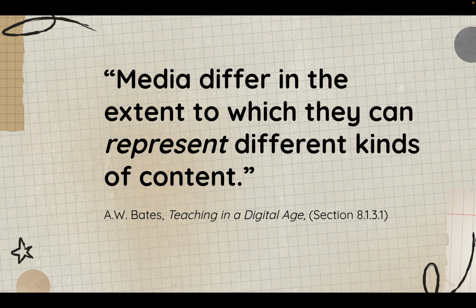And we see this quote from A.W. Bates in From Teaching in a Digital Age, that media differ in the extent to which they can represent different kinds of content. And the reason that it differs is because they vary in symbol systems. So things like text, sound, still pictures, moving images, all of that requires the cognitive and mental integration and adding to of content acquired throughout these different media and symbol systems.